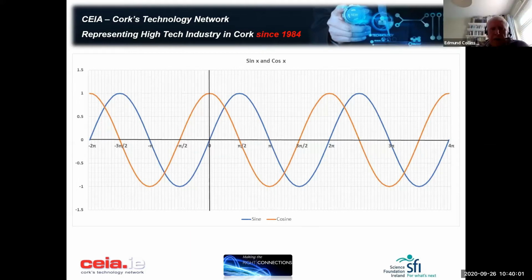So just bear that in mind, that they are 90 degrees out of phase, and they do follow the same pattern.